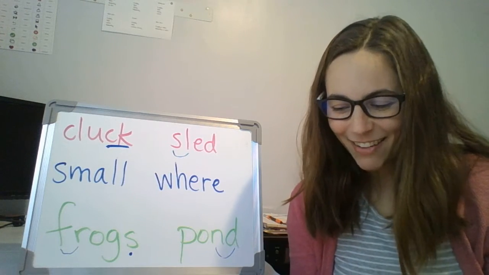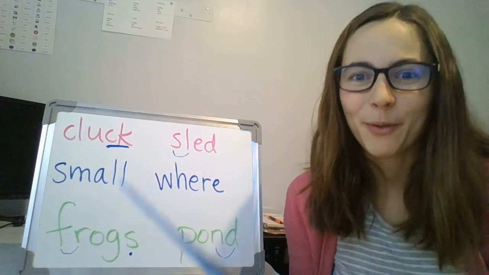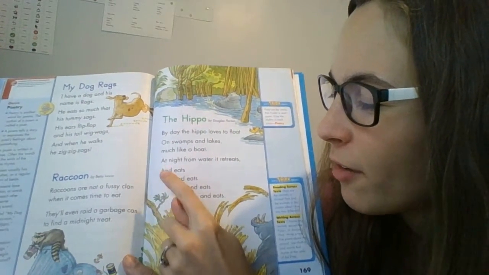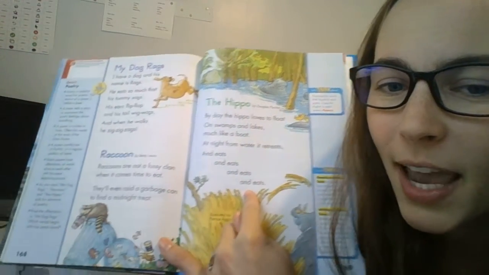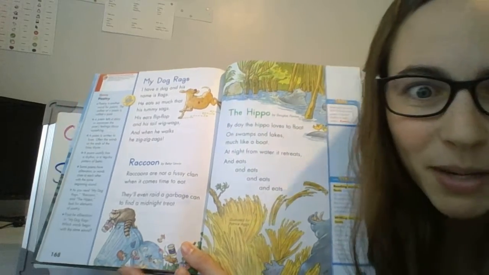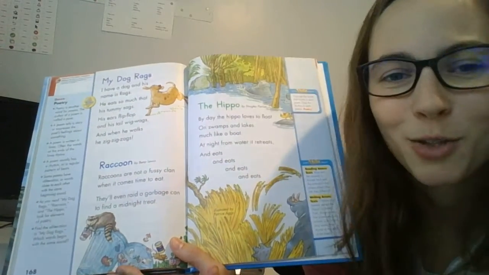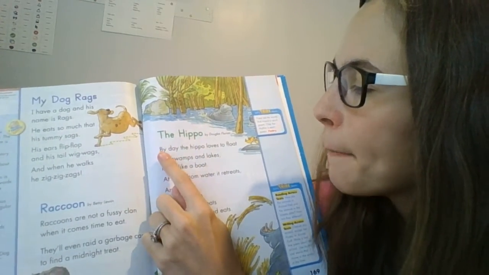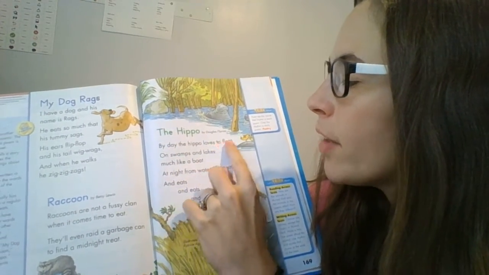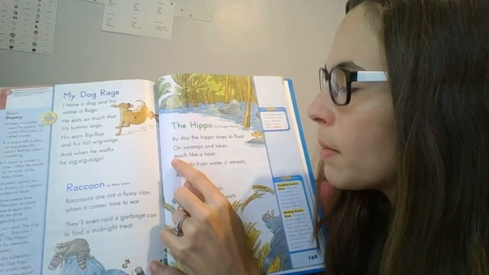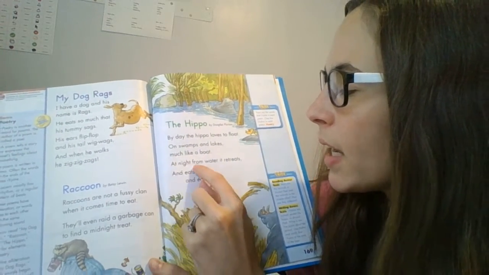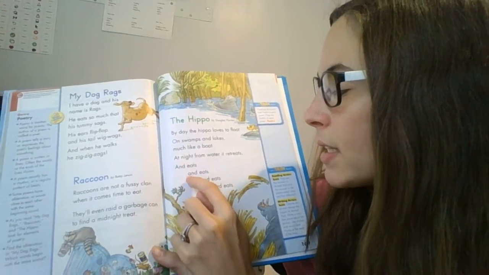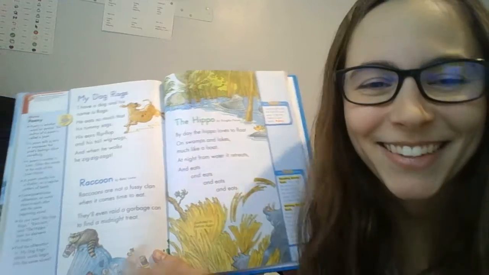Good work. All right, we have one more. The hippo. This one's a little bit longer. Now look at how fun they made these lines. See, just looking at it, you can see how in poems, sometimes you can just have some fun with it and make it super creative. The hippo. By day, the hippo loves to float on swamps and lakes, much like a boat. At night from water, it retreats. That means it leaves. And eats, and eats, and eats, and eats.